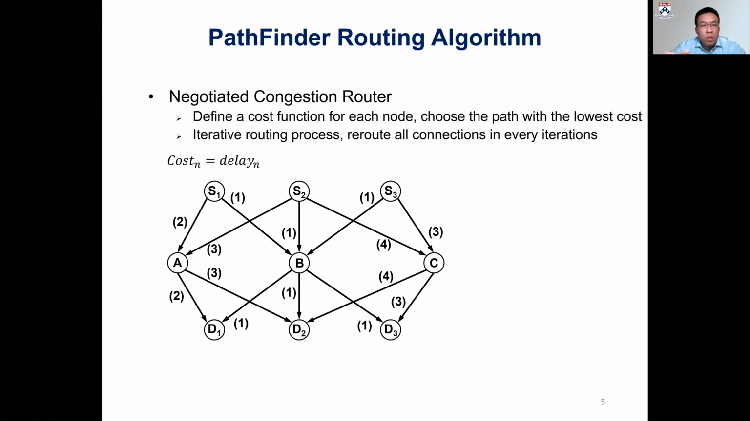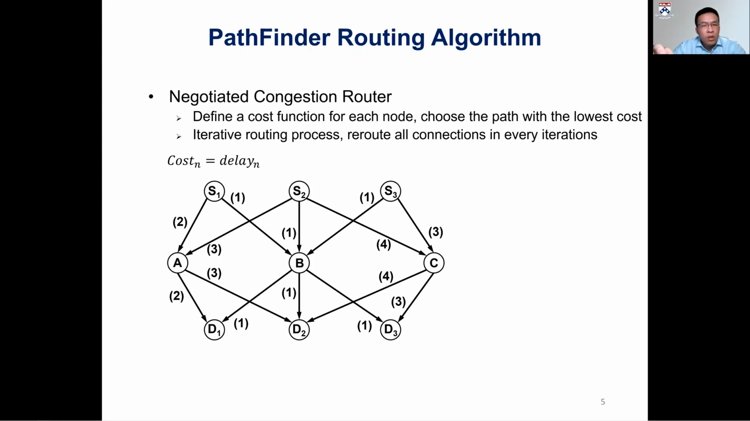And the PathFinder algorithm provides a negotiation-based congestion router to resolve routing congestion. Specifically, it defines a cost function for each node, and the path with the lowest cost will be chosen to route a given interconnection. The routing process is performed in an iterative manner, and all interconnections will be rerouted in every iteration. The cost of each node will be updated at the end of each iteration, and this iterative process will be terminated when no node is overutilized.